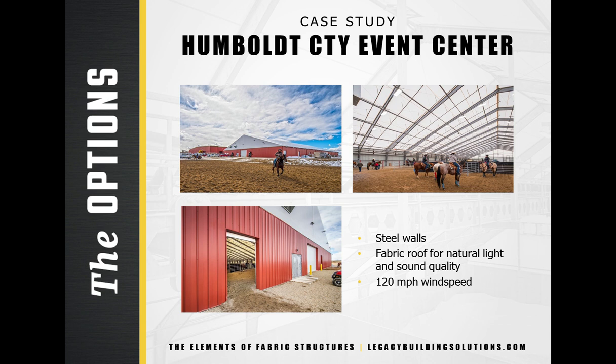Humboldt County Event Center in Winnemucca, Nevada is an example of a fabric building constructed with an alternate wall material. This structure is used to host a variety of equestrian and fairground events and features a fabric roof along with steel walls. Combining these building materials gives the building owner the benefit of both types of building material. The fabric roof provides plenty of natural light and superior sound quality for the horses, while the steel walls are designed to blend in with existing structures and provide added security. In accordance with local regulations, this building is designed for a wind speed of 120 miles per hour.